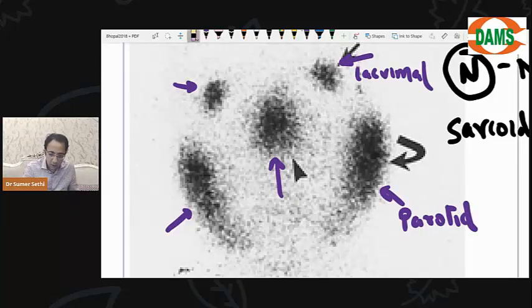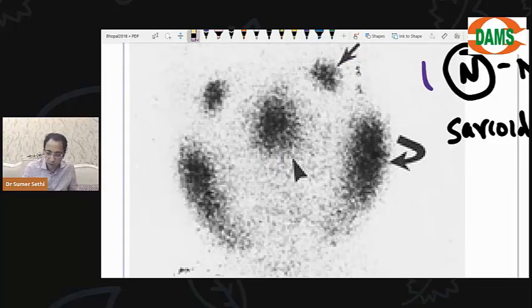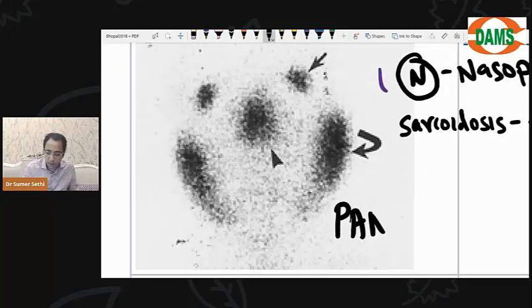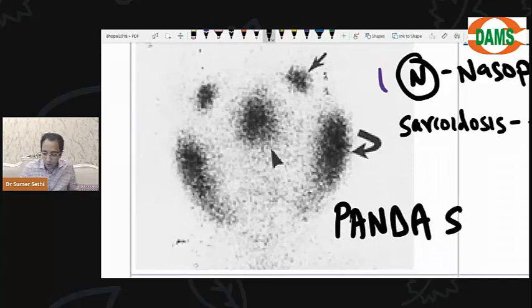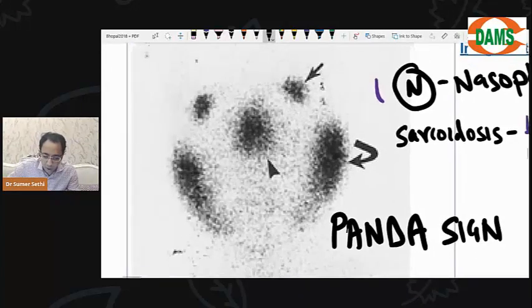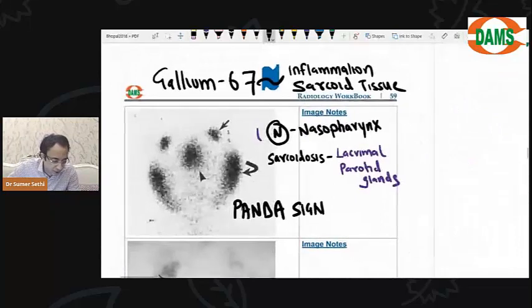Any resemblance to somebody that we have seen before? This is called the panda sign. So panda sign on gallium-67 scan is seen in sarcoidosis.